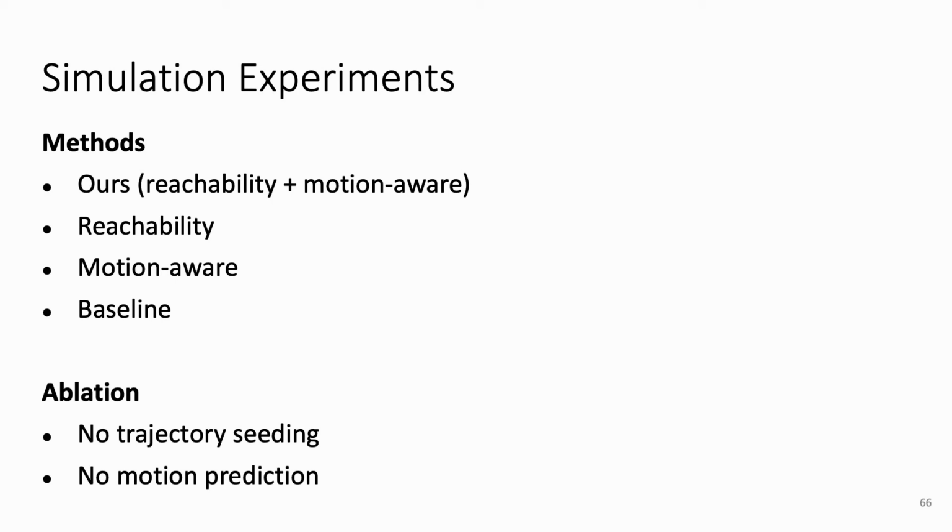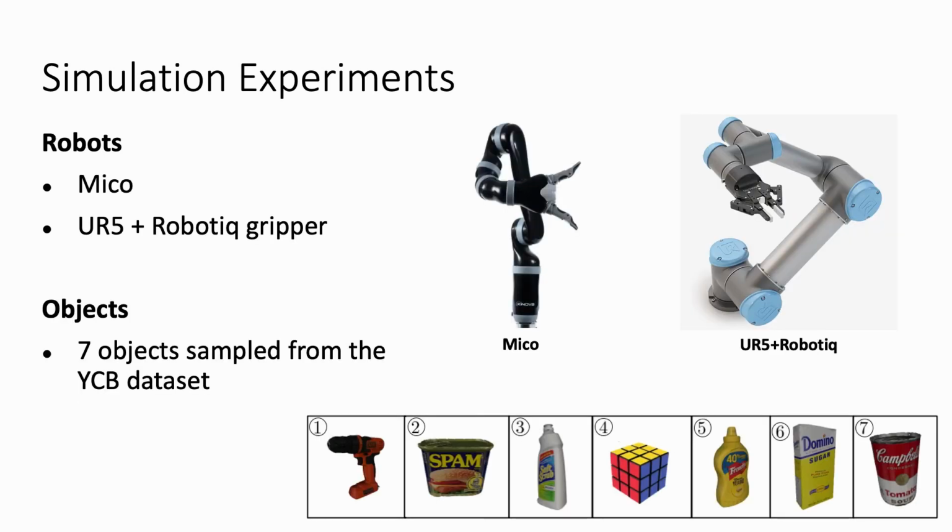No trajectory seeding is a variant of ours, but without the trajectory seeding. No motion prediction is a variant of ours, but without motion prediction. We use two different robots in our experiments, the MIKO arm and the UR5 with robotic gripper. We randomly pick 7 objects from the YCB dataset as target objects. Note that we need to consider the size of the gripper to make sure the picked objects fit into the grippers.